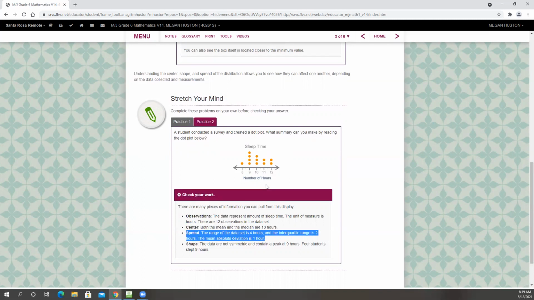The range is 4 hours, so 12 minus 8 gives us 4, and the interquartile range is 2. The mean absolute deviation is 1 hour. The shape: the data are not symmetrical; both sides are not the same. We start off low and then go really high, and then there's a peak at 9 hours. So the highest we have is at 9. There are 4 of them there, so 4 students slept 9 hours.